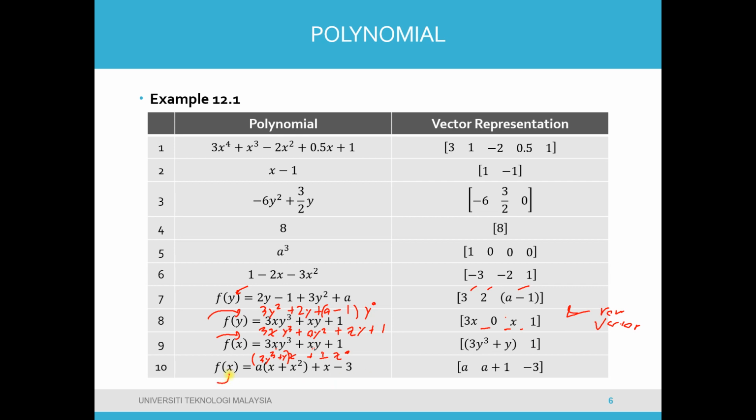And then for this function, in this case, you have to expand. You can see here ax squared plus ax plus x minus 3. So it becomes ax squared plus (a plus 1)x minus 3 x power of 0. You can copy it back: a, a plus 1 and negative 3.